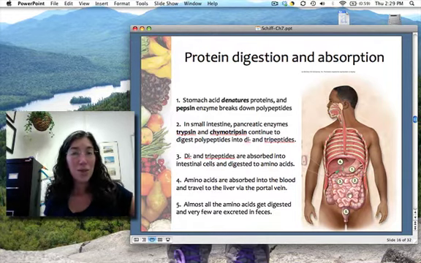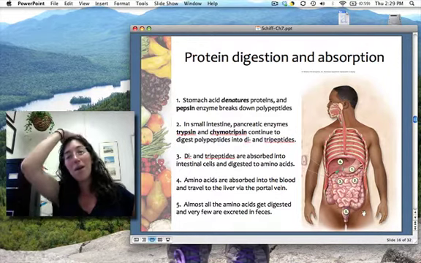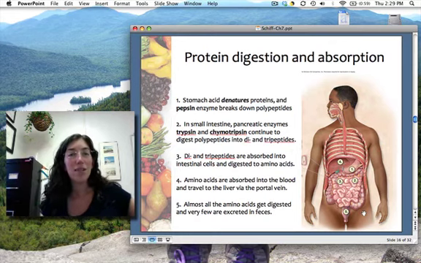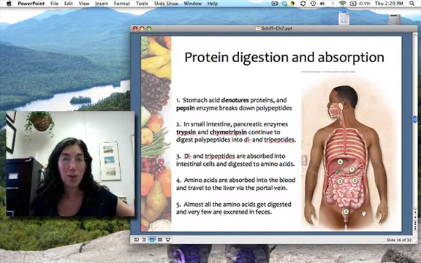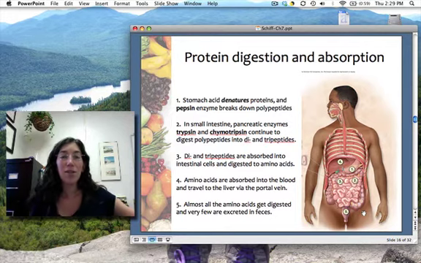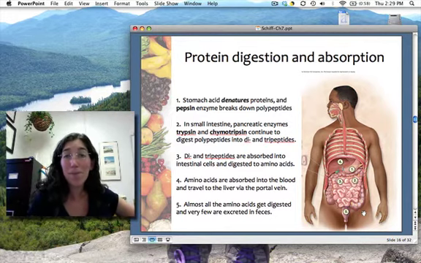Whatever doesn't get absorbed in the small intestine moves into the large intestine and becomes fecal matter, but very little protein gets moved on to the large intestine. Most protein gets digested and absorbed. Same thing with fats. Most of your fat, in a normal healthy person, most fat gets broken down and digested and absorbed. So really most of your fecal matter is fiber. It's mostly fiber.